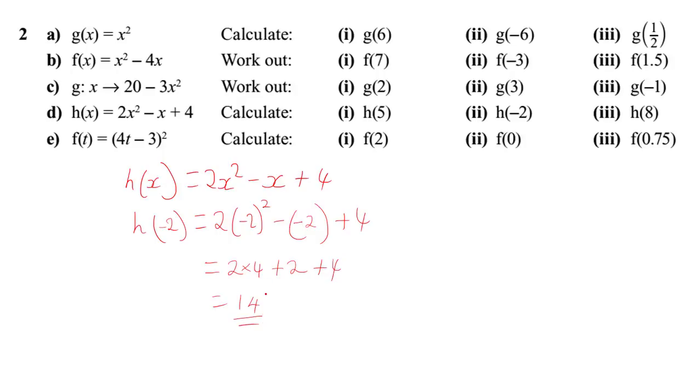That's your answer. Okay. So for h of x equals 2x squared minus x plus 4, when x is negative 2, h of x becomes 14. Okay. I'm now going to do part e, f of t, and I'm going to use a decimal number here. So I'm going to say that f of t equals 4t minus 3 all squared.